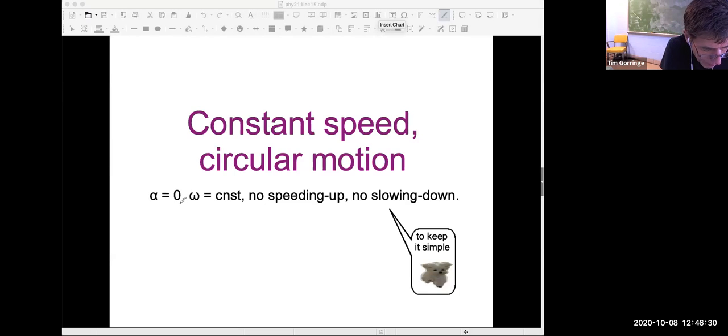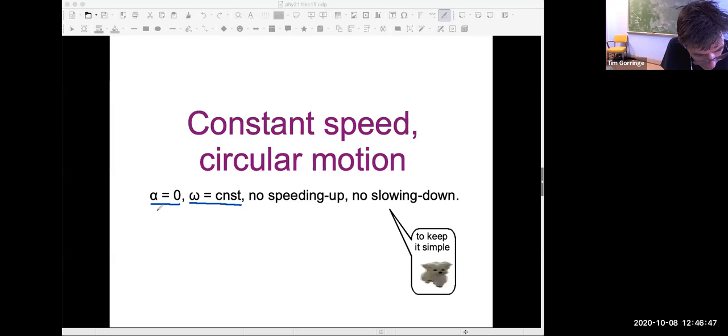This is a case where angular acceleration is 0 and angular velocity is constant. That's uniform circular motion. It's when there's no speeding up, no slowing down.